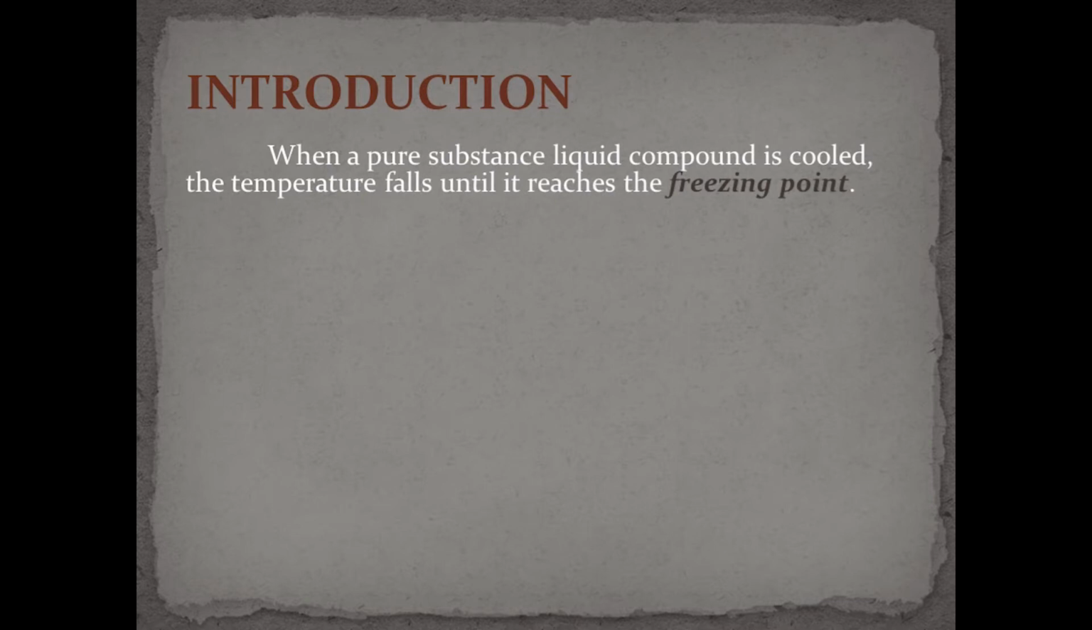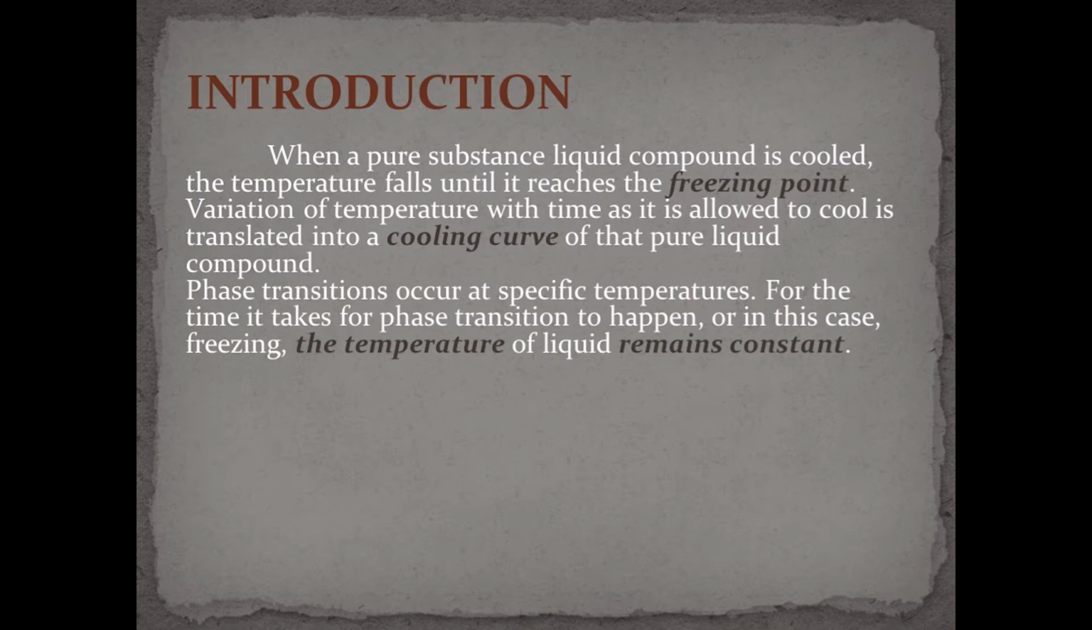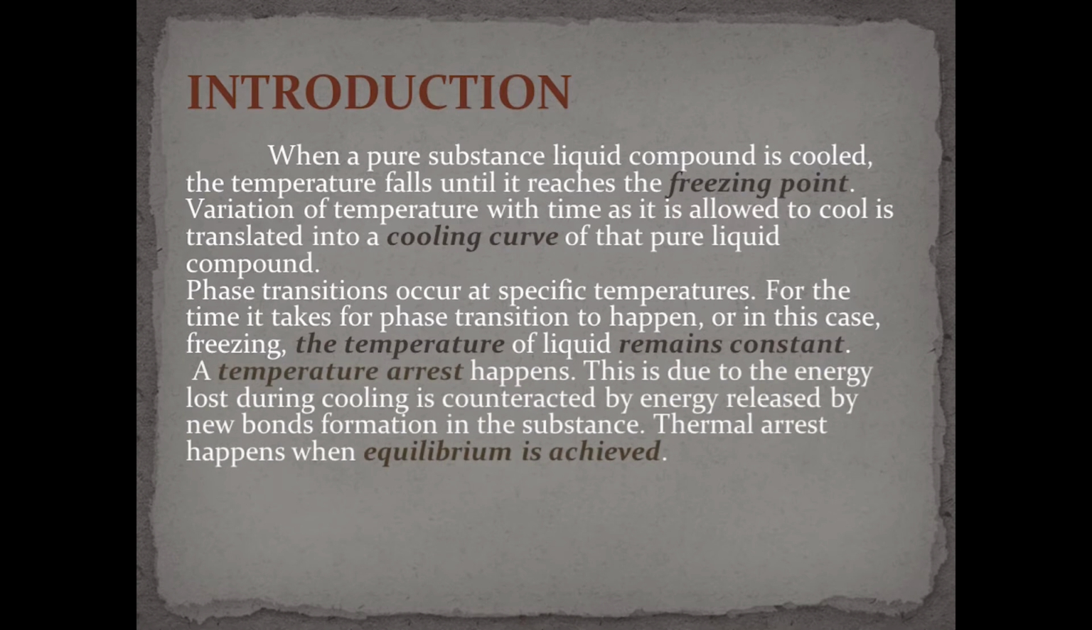When a pure substance liquid compound is cooled, the temperature falls until it reaches the freezing point. Variation of temperature with time as it is allowed to cool is translated into a cooling curve of that pure liquid compound. Phase transitions occur at specific temperatures. For the time it takes for phase transition to happen, or in this case, freezing, the temperature of liquid remains constant. A temperature arrest happens. This is due to the energy lost during cooling being counteracted by the energy released by new bond formations in the substance. Thermal arrest happens when equilibrium is achieved.